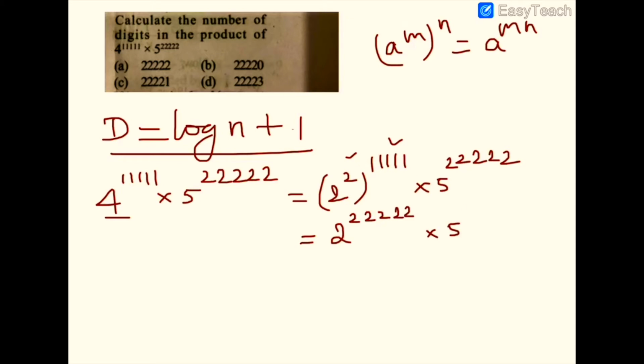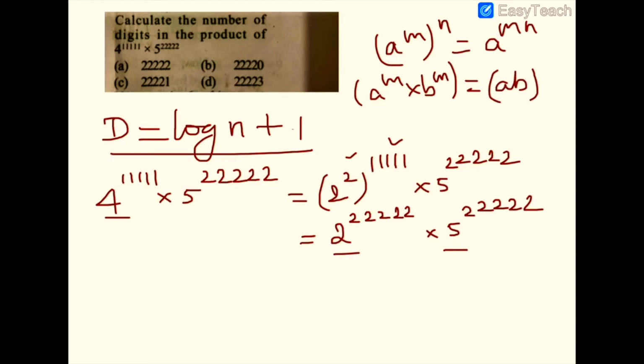into 5 power 2222. Now both the bases are different and the powers are the same. So again we can use the formula a power m into b power m, we can write as ab the whole power m, right? So according to this formula we can multiply 2 and 5, that is 10 power 2222.